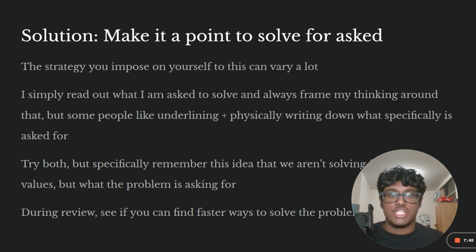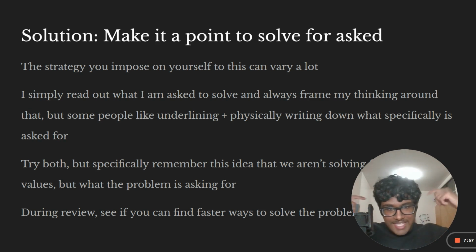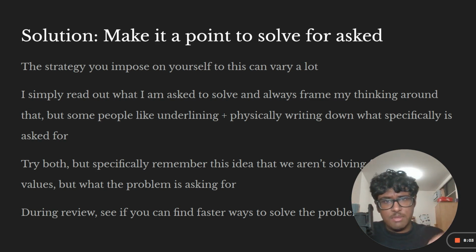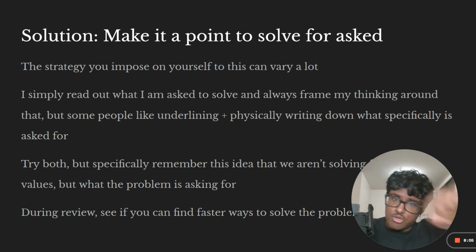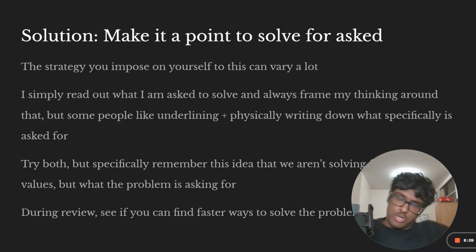And the strategy that you choose to do this can vary a lot from person to person. I'm just going to explain mine, but this one is something especially that might not work for you, right? So I simply read out what I'm asked to solve, and every time I'm thinking of the problem, I'm thinking in the frame of that question. I always frame my mind around, it's not asking me for X, it's not asking me for Y, it's asking me for X plus Y. So how can I turn this system of equations to give me X plus Y? And then how can I just shortcut the answer like that? I always think like that, right?